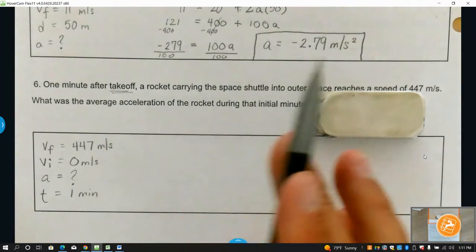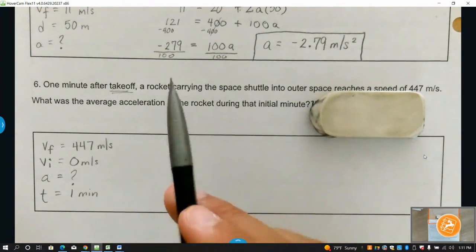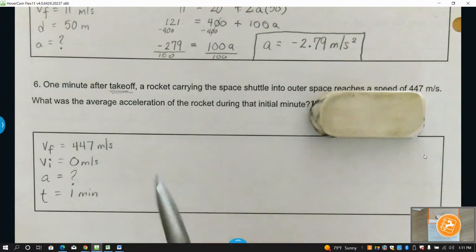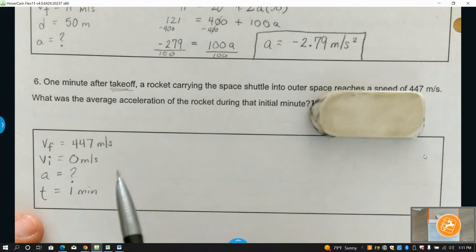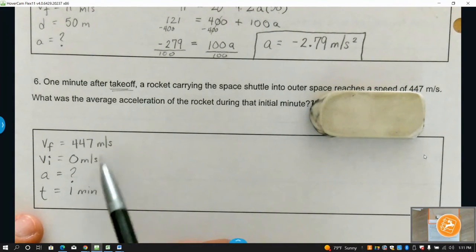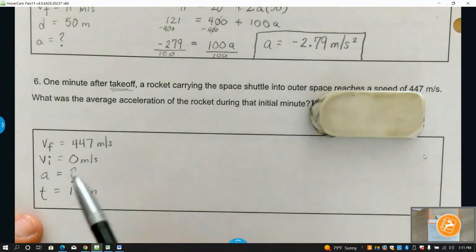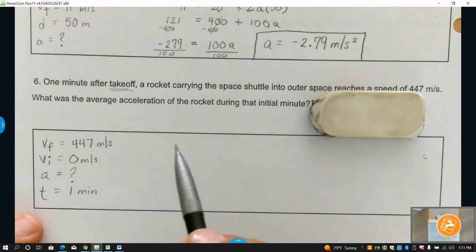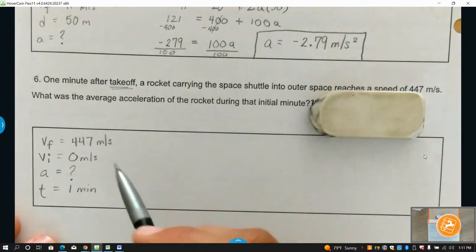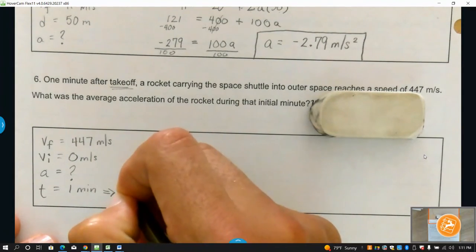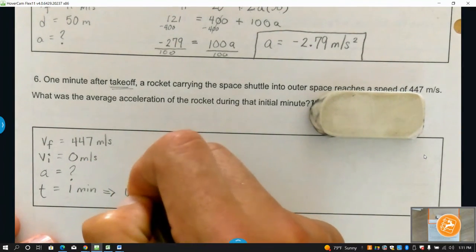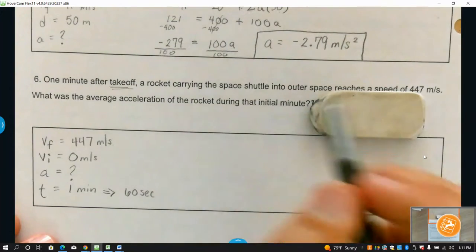Now, I had a couple guys do this problem before in my other class, and they were not getting to the correct number, and the reason was their units didn't match. So meters per second, it's not meters per minute. Our acceleration is meters per second squared, not meters per second per minute. So we need to make sure that our time is in seconds. So in 1 minute, there are 60 seconds. So that would be the time that is needed.